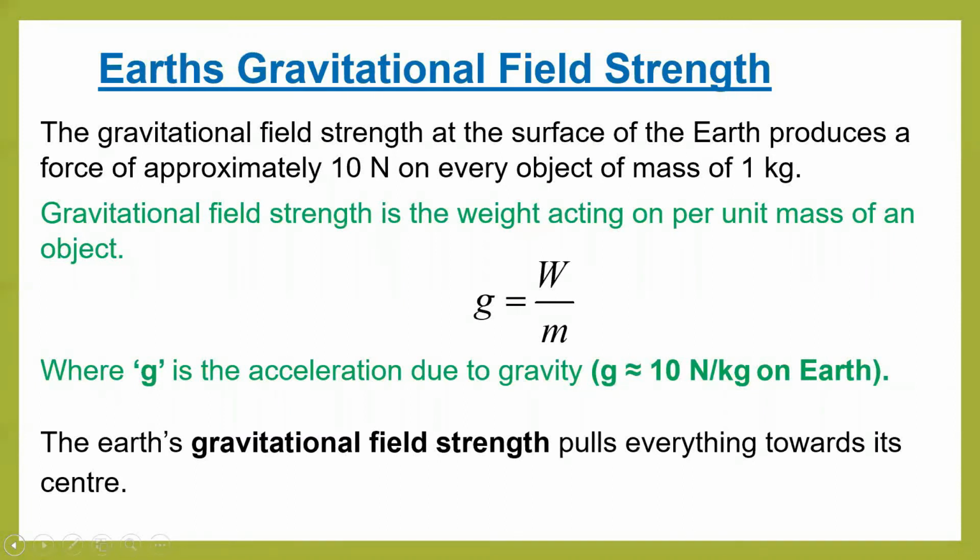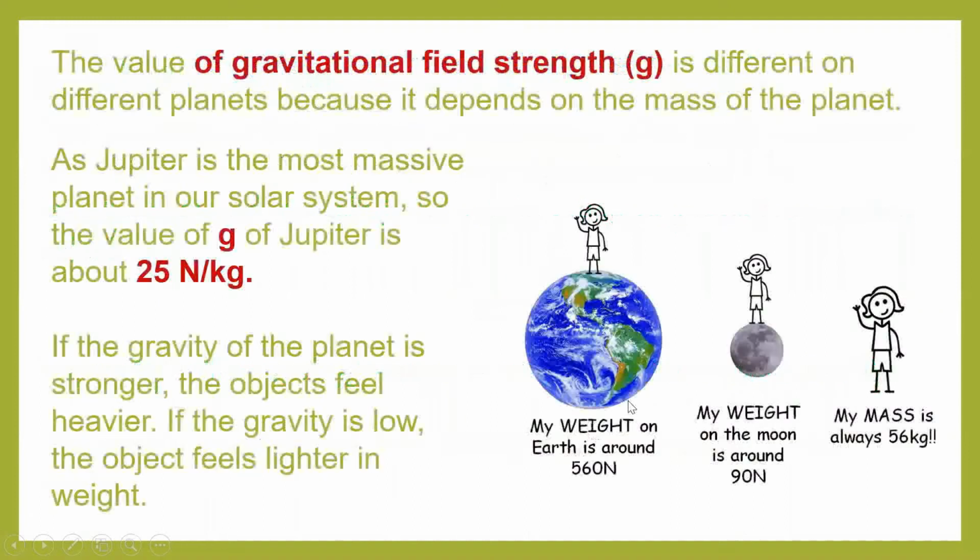The Earth's gravitational field pulls everything towards its center. So the value of g for other planets is different. This value is only for Earth. The value of gravitational field strength is different on different planets because it depends on the mass of the planet. As Jupiter is the most massive planet in our solar system, the value of g for Jupiter is about 25 newtons per kilogram. If the gravity of the planet is stronger, the object feels heavier. If the gravity is low, the object feels lighter in weight.